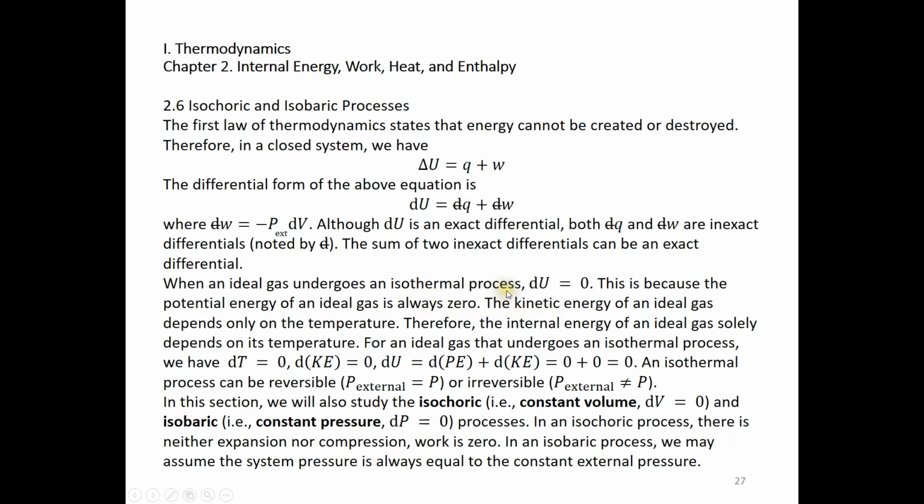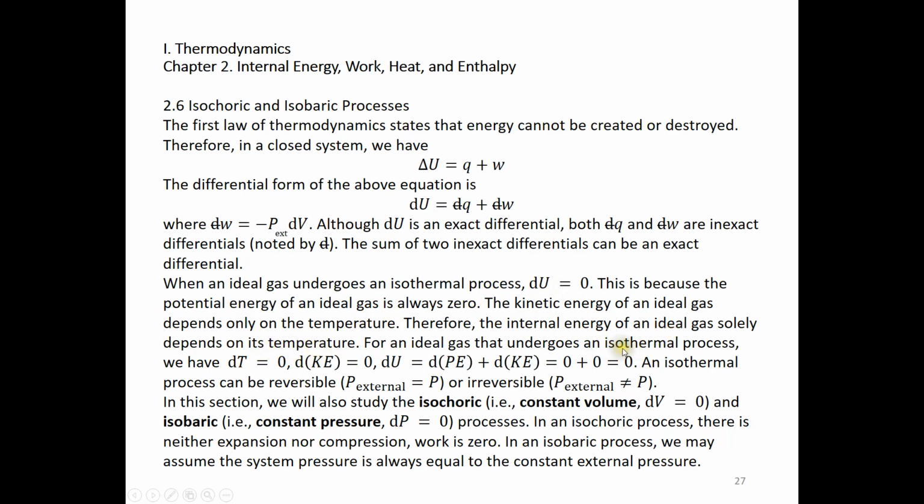In an isothermal process, temperature remains constant, and temperature is the measure of the average kinetic energy of all particles. Therefore, if temperature is constant, the kinetic energy should be a constant. Then dU is 0. The internal energy of an ideal gas solely depends on temperature.